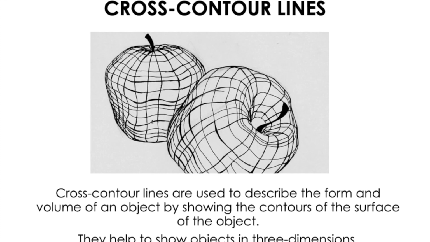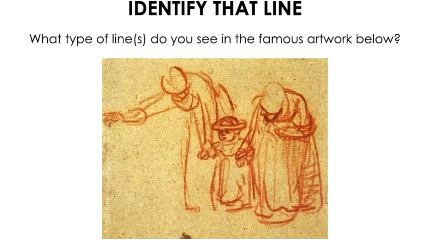Next, we also have cross contour lines. Cross contour lines describe the form, and remember, shape we said was 2D, form is 3D. So if we're using cross contour lines to define the form, then we are trying to help show this object in 3 dimensions. Okay, and then finally, actually that's the final one, so now let's identify some lines.